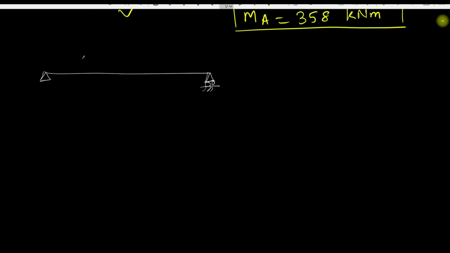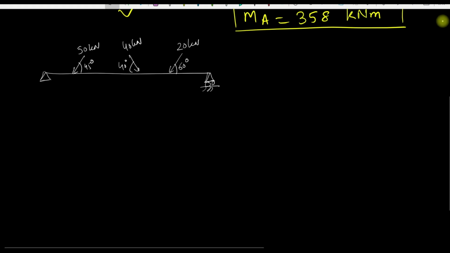Let us say we have a 50 kilonewton load acting at 45-degree angle, and then a 40 kilonewton load acting at 40-degree angle, and then the third load is 20 kilonewton and it is acting at 60-degree angle, and the distances are as follows.